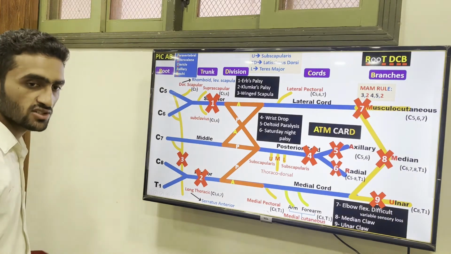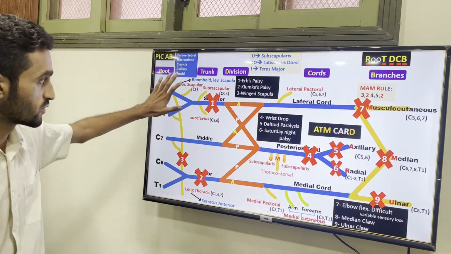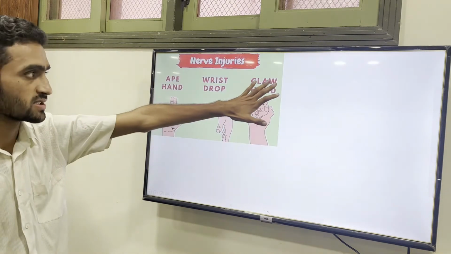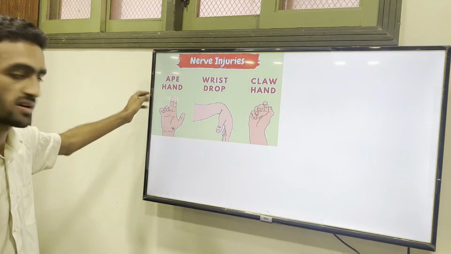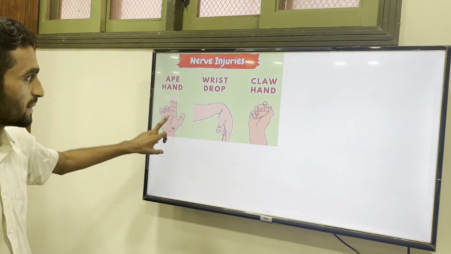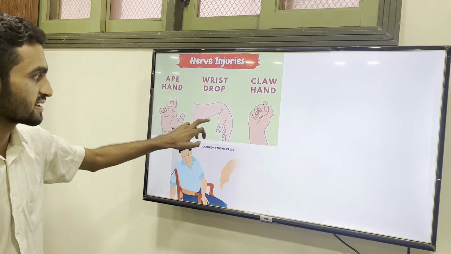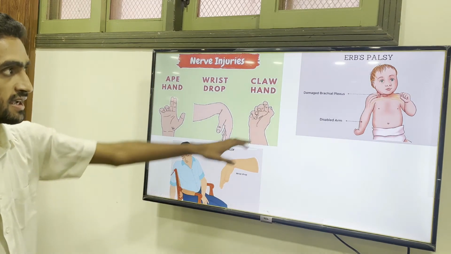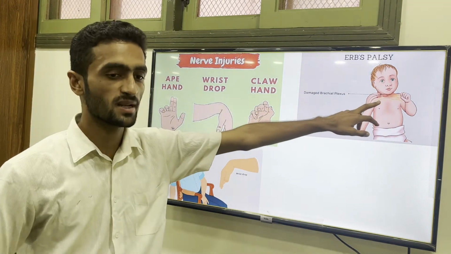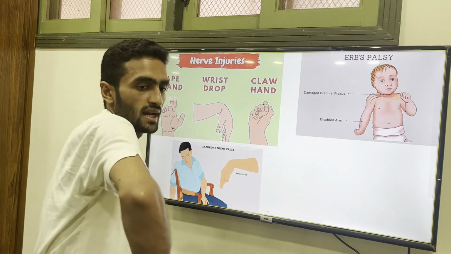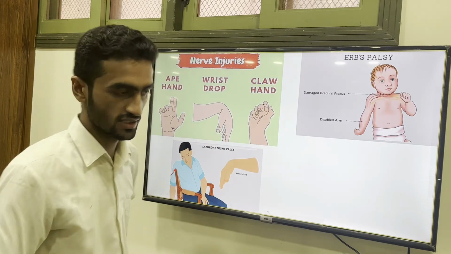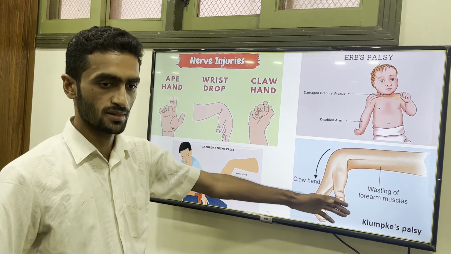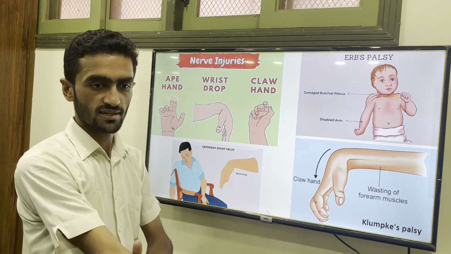So this shows all the segments of your plexus. We have covered the nerve supply throughout the story. So just see the pictures. The story is over. You can see ape hand and claw hand. You can see here a wrist drop, and here you can see Saturday night palsy, which is the radial nerve. And here is Erb's palsy. You can see the brachial plexus injured here, so the arm is disabled and moves like this. So this is Erb's palsy. Here is your Klumpke's palsy, wasting of your forearm muscles, because their flexion and nerve supply is not coming.